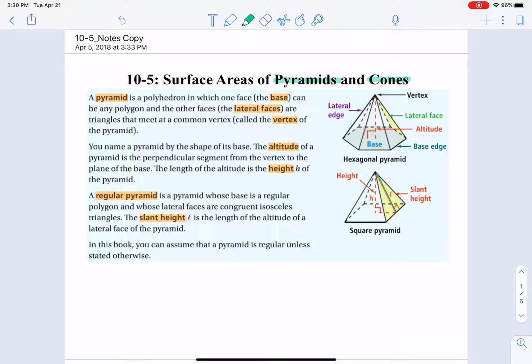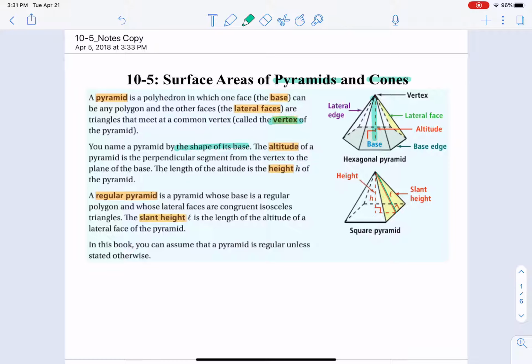today. So just kind of a reminder that a pyramid is a polyhedron. It has one base, and then all of the lateral faces, they come to a point, which is called the vertex. You name it by the shape of its base. And then the altitude is basically the height of the pyramid. That would be this right here.